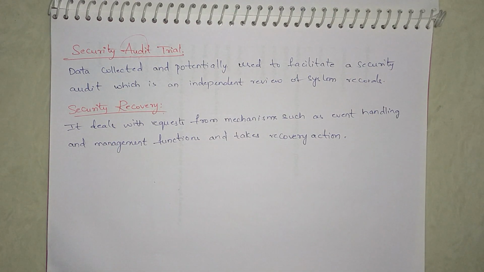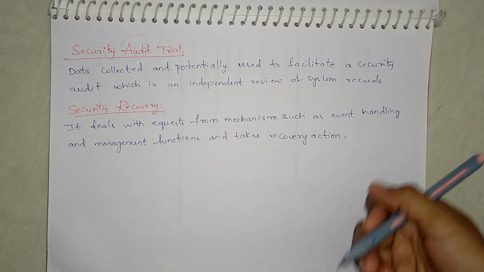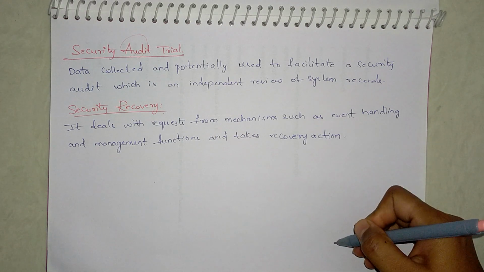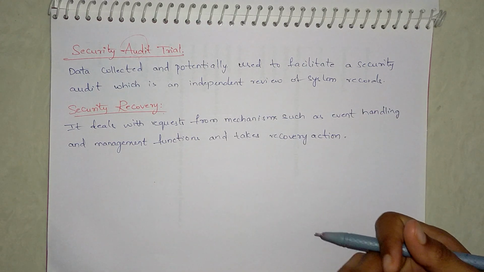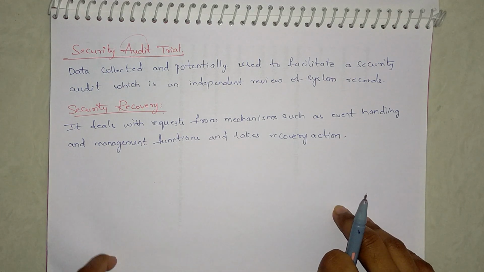And security recovery. This will deal with requests from mechanisms like event handling and management functions, and they'll take recovery action. That means, for example, when the data is being transmitted from one end to the other end, due to some weak security mechanisms, sometimes the data gets hacked or the channel is accessible to some hacker or to all people. So what they will do is recover the security. That means they will take the necessary actions so that the security will be recovered.